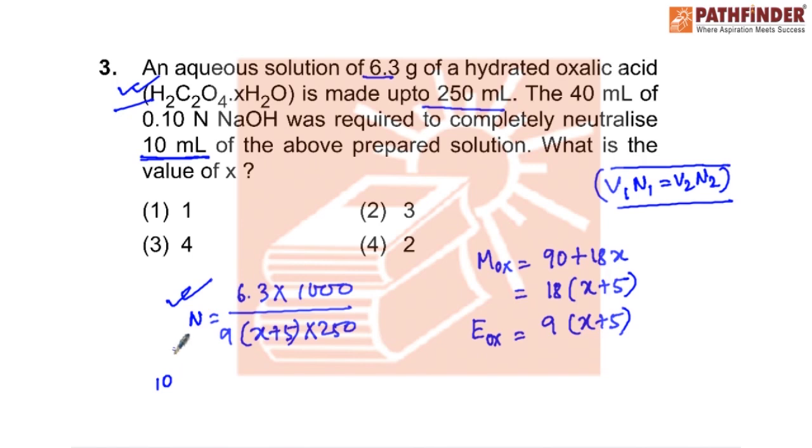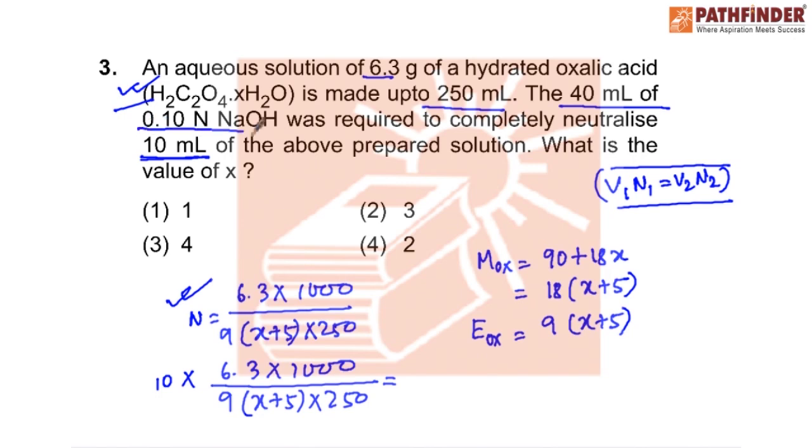So V1 is 10 ml times 6.3 into 1000 divided by 9 into X plus 5 times 250. Now you need to know the V2 and N2. So V2 is 40 ml of 0.1 normal NaOH, so 40 into 0.1. Now you solve this and you will find the value of X as X equals 2. So the correct option is option 4.